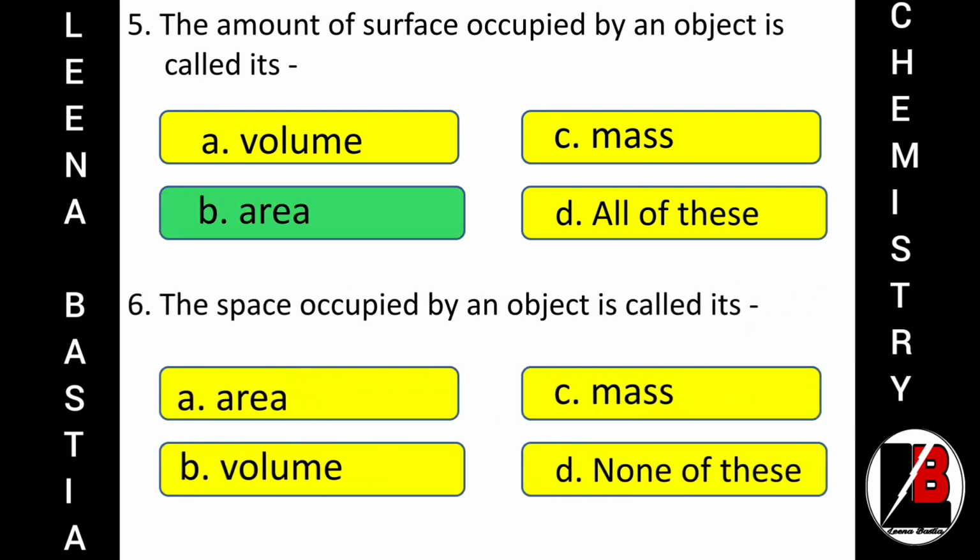Question number 6. The space occupied by an object is called its: area, volume, mass, none of this. Just the opposite of the previous one. In question number 5 we saw the surface occupied by the object; here it is the space occupied by an object. There is a difference, children, just see it. So what is the answer? It is volume. So you have to remember, when it says the surface occupied by an object, it is the area. When we say the space occupied by an object, we are talking about the volume.